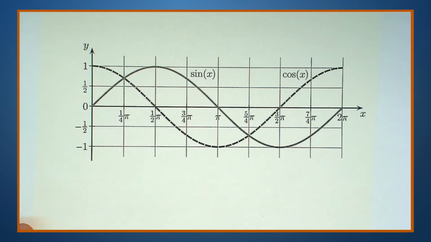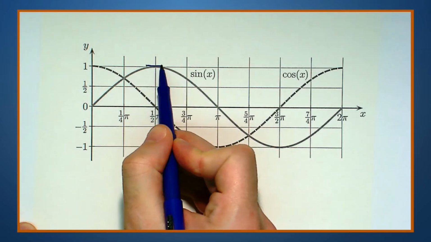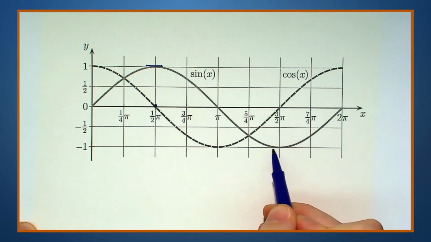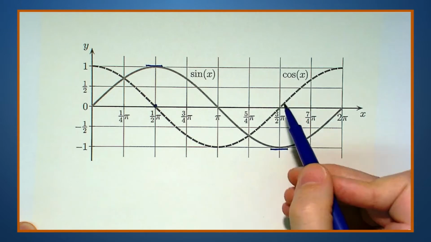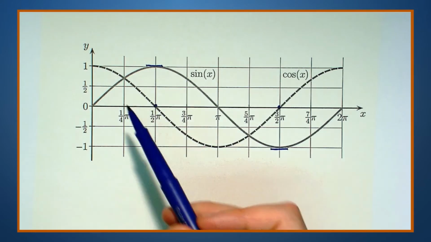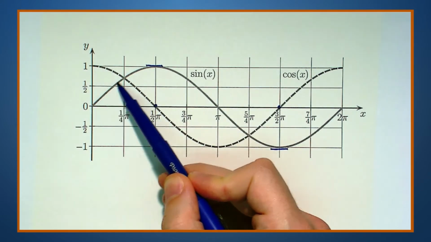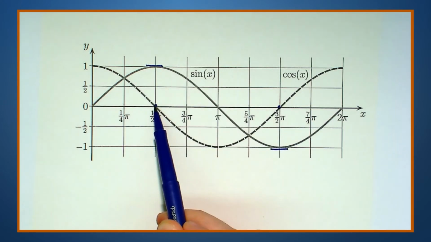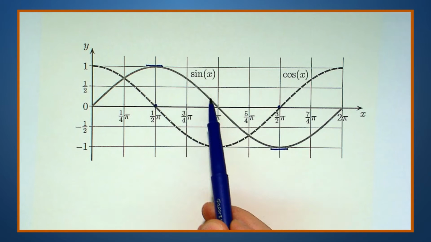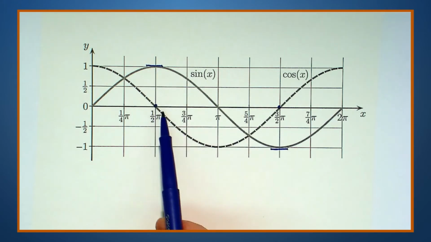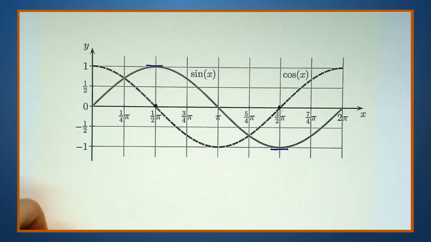Notice that wherever sine has slope 0, the cosine function takes the value 0. Again, wherever the sine function has 0 slope, the cosine function takes the value 0. It's a match so far. Notice also that wherever the sine function is increasing and has a positive slope, the cosine function is positive, above the x-axis. And wherever the sine function is decreasing and it has a negative slope, the cosine function takes a negative value, below the x-axis.